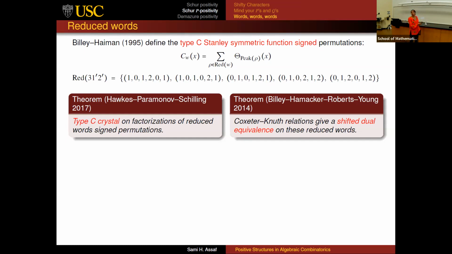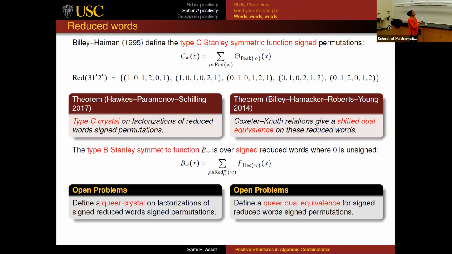So the story works nicely here. Let's define a type B Stanley symmetric function, which is kind of like this, only I'm going to use descent sets instead. And now I'm going to take these, and you are allowed to make them positive and negative, and don't make 0 negative. Okay, that's the Schur P part of it.